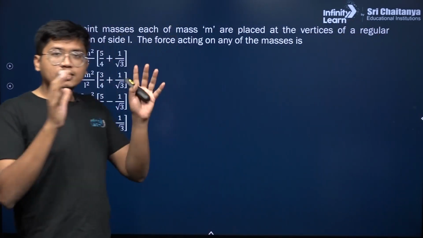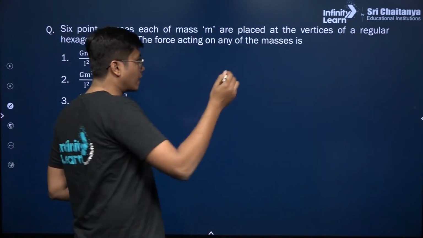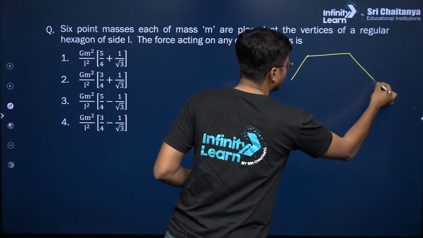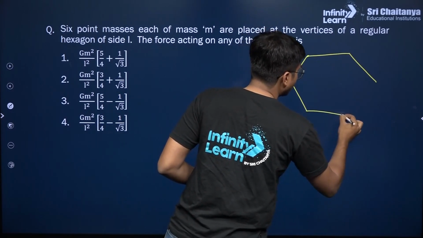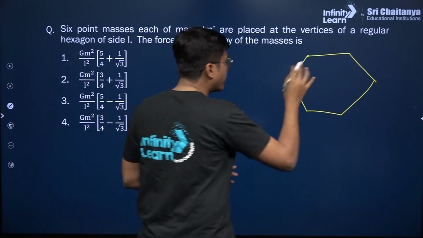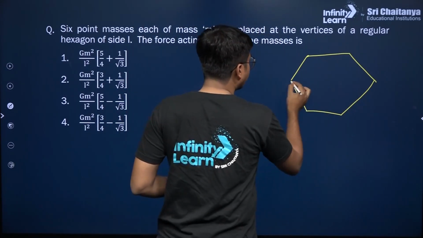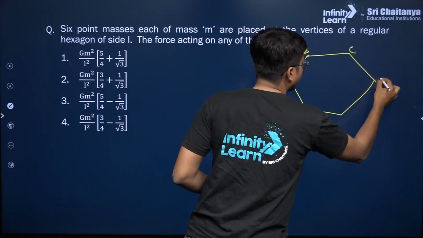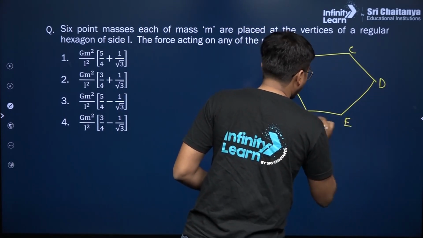So before we understand this, let's first draw out what the diagram would look like. A hexagon means it's looking something like this over here, and each of the sides have the length L. It's a bit skewed, but anyway, you get the idea. Now let's name the vertices. Let's call this A, B, C, D, E and F.